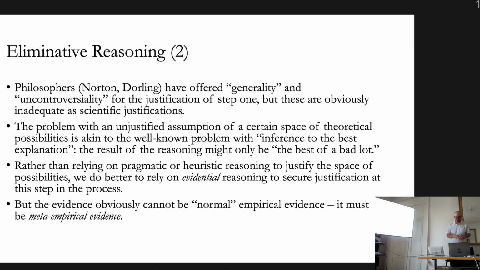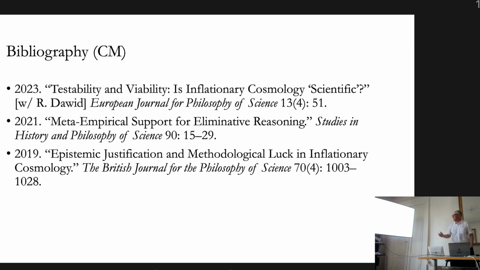In this case, it would have to be meta-empirical evidence that we've picked a good or the right space of possibilities. And the problem is, if we just make these kind of heuristic justifications, then we run into obvious problems, like the kind of problems with inference to the best explanation. We might just pick a set that is a bad lot, and so the method only gives us the best of a bad lot. So I think we need to rely on evidential reasoning to secure justification at this first step, and it's meta-empirical evidence that I think does this.